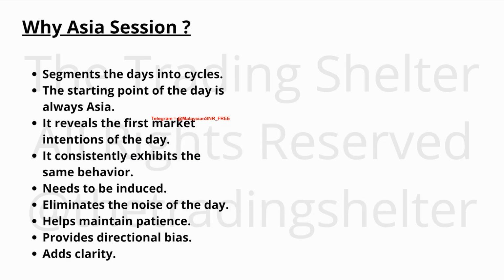It segments the days into cycles. It's really important to understand that every single new day, an Asia session starts. So it's good on the M5 to have a vision where the current day, where you are, is a new day. It helps you indicate the starting point of each day. Every new day starts with Asia. Really important. It reveals the first market intentions of the day.